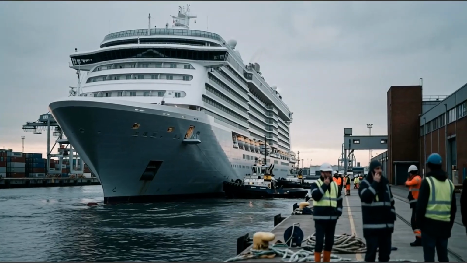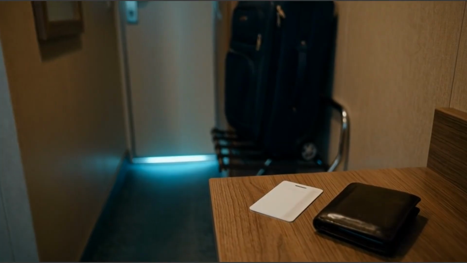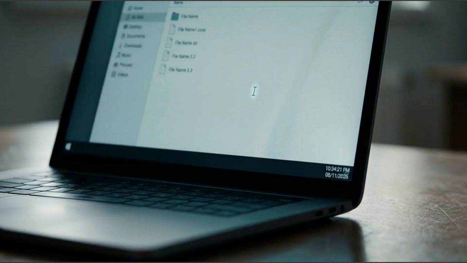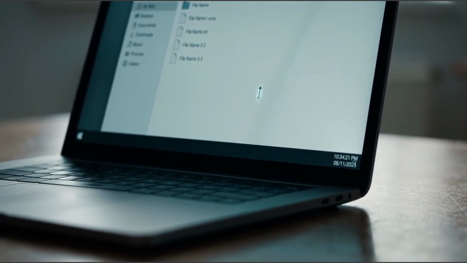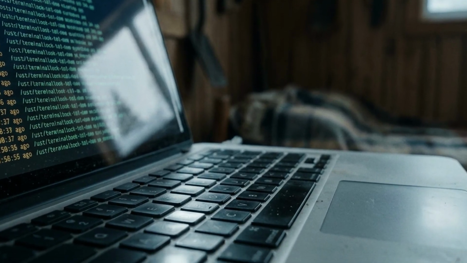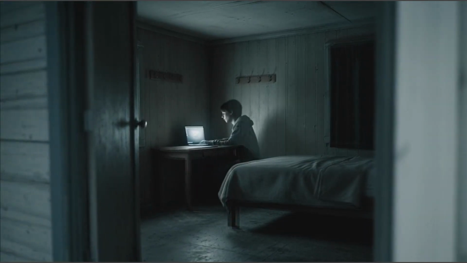She was there when the ship left port. Her keycard was still in the cabin. Her suitcase was still packed. And her laptop, sitting open on the desk, was still on. Not just on. Active, modifying files, rewriting its own server logs in ways that no human hand could have caused, because there was no human hand.